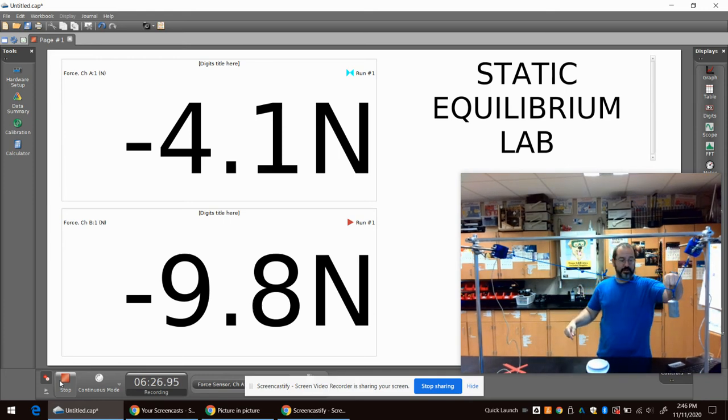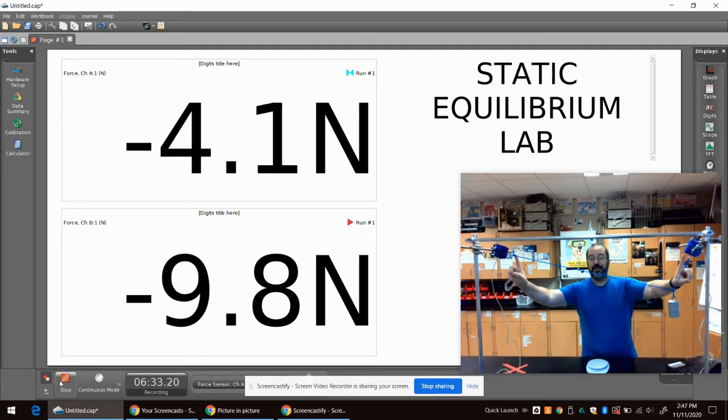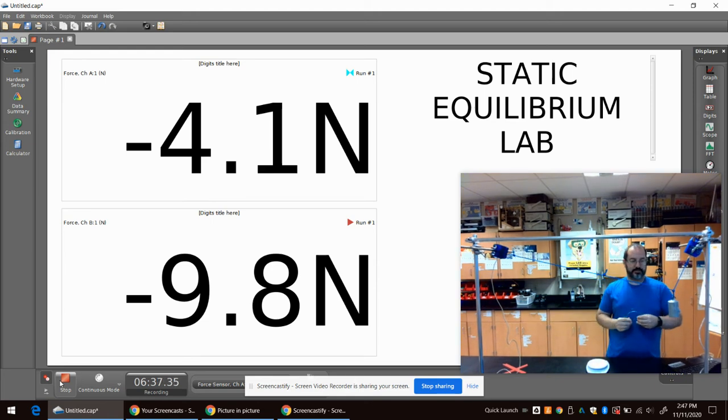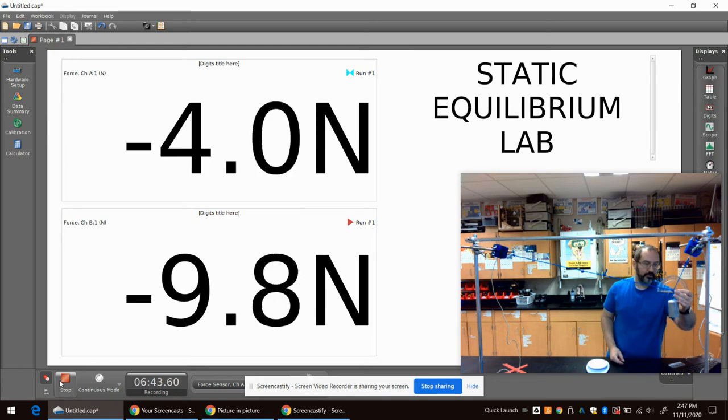The force that this weight is pulling down with is 9.8 newtons. The y component here plus the y component here add up to 9.8. And then we have the newly created x components. The angles on this equate out to, and we're going to do some measurement on this.